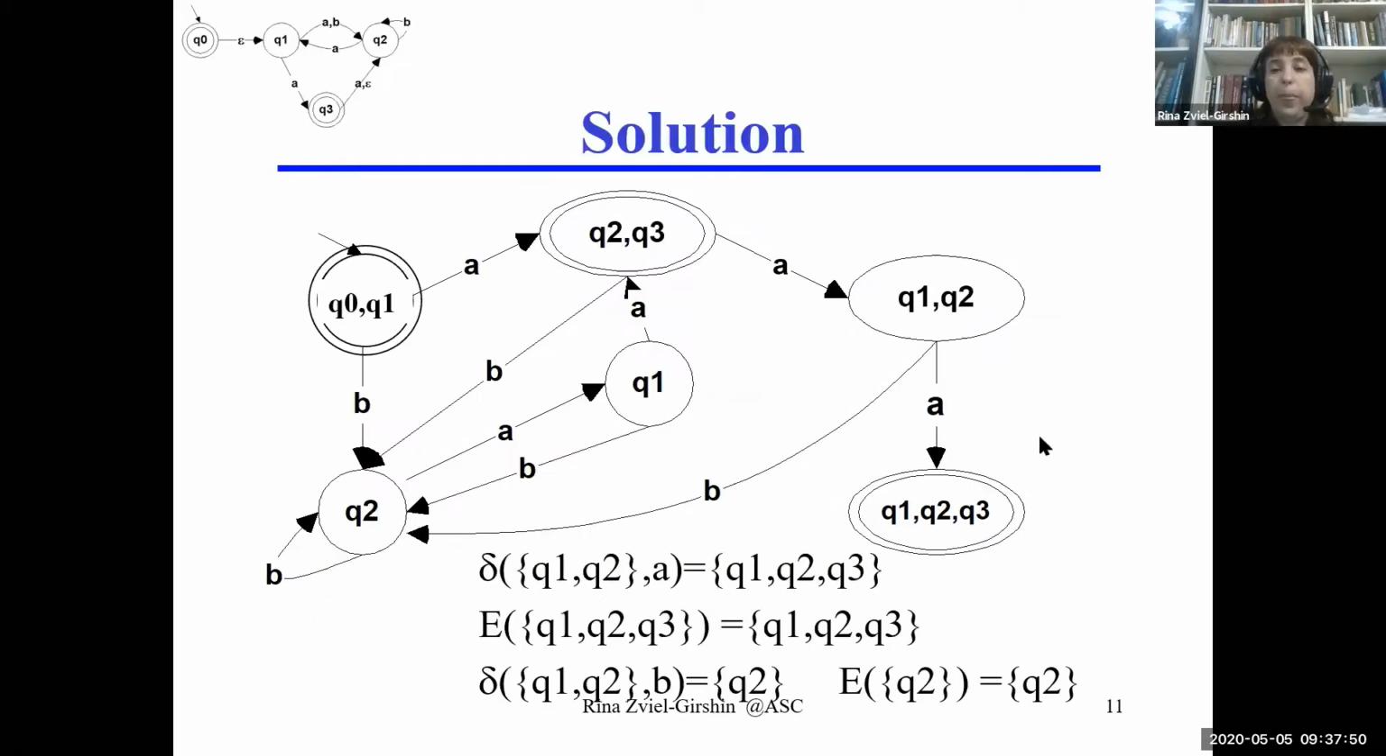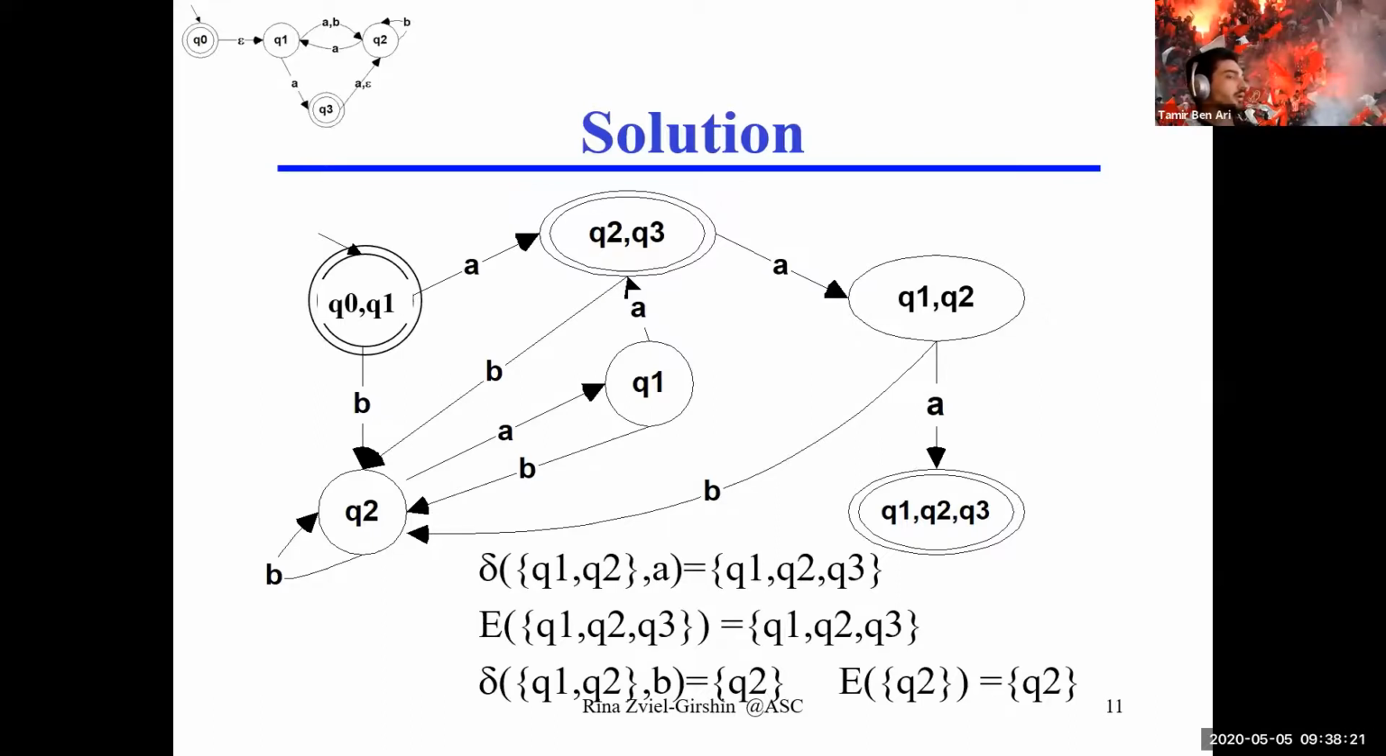So with an input A, we have a new state Q1, Q2, Q3. With B, we return to the state Q2. Any questions? Okay, so we have an additional new state, Q3. Rina, yes, I have a question. Okay. So why is it an accepting state, the new state? Because Q3 is an accepting state.